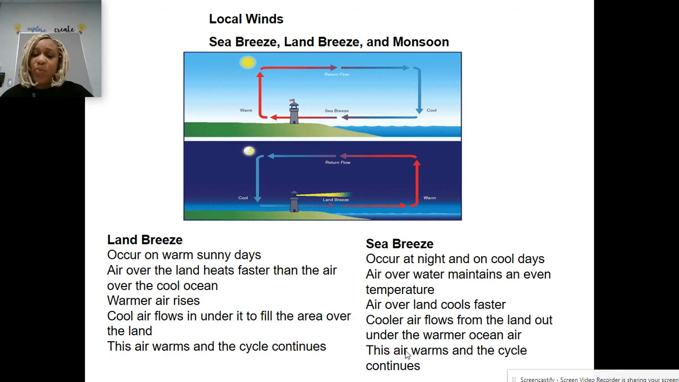Then look what happens with the sea breeze. It occurs at night and on cool days. Air over water maintains an even temperature. Air over land cools, right, faster. Cooler air flows from the land out under the warmer ocean air. This air warms and the cycle continues. Okay? You need to think about hurricanes. Think about hurricanes, and we're going to get into stuff like that as well.